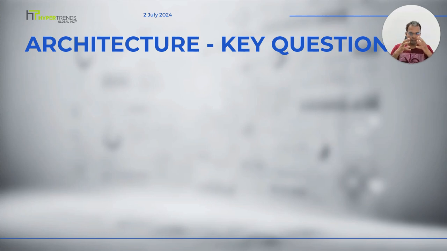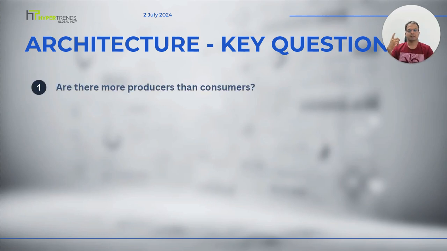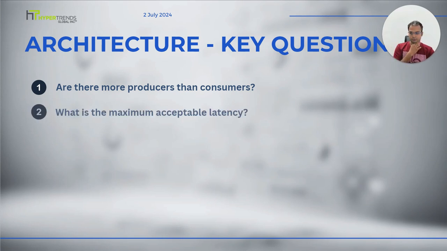So in case of this Facebook feed system, what are the questions we can ask ourselves? That is the first question. Are there more producers than consumers? So basically, are producers higher or consumers higher? This is a straightforward answer. Of course, in the case of Facebook feed, there is a higher number of consumers than producers.